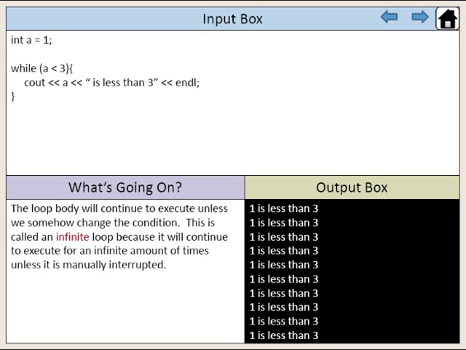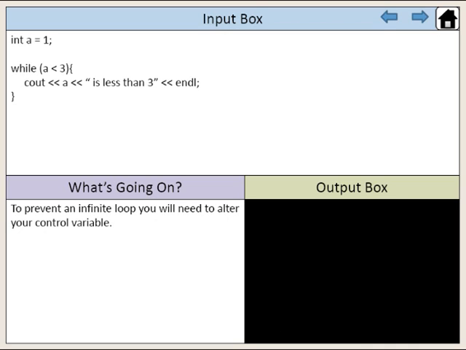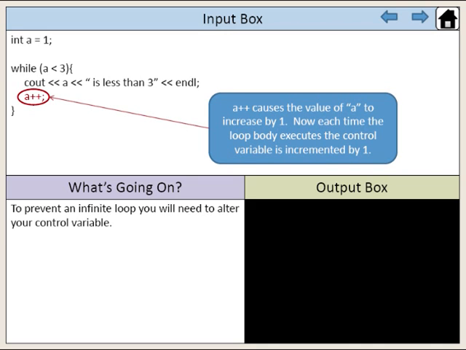The loop body will continue to execute until we somehow change the condition. This is called an infinite loop because it will continue to execute an infinite number of times unless it is manually interrupted. To prevent an infinite loop, you will need to alter your control variable. The expression a++ causes the value of a to increase by 1. Now each time the loop body executes, the control variable is incremented by 1.